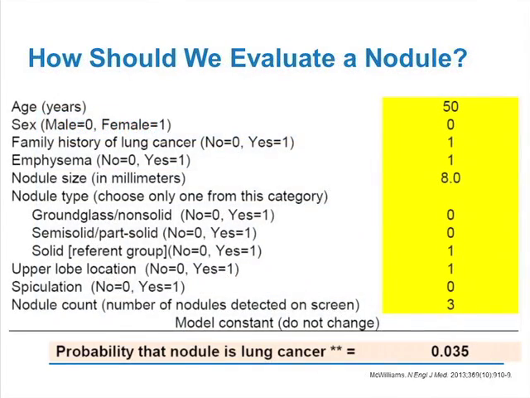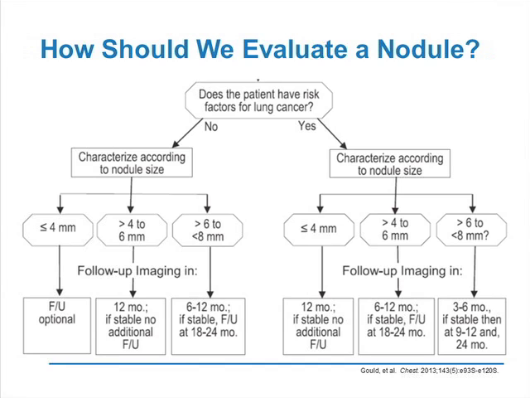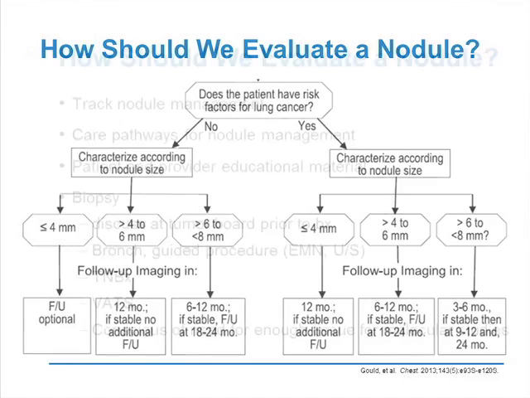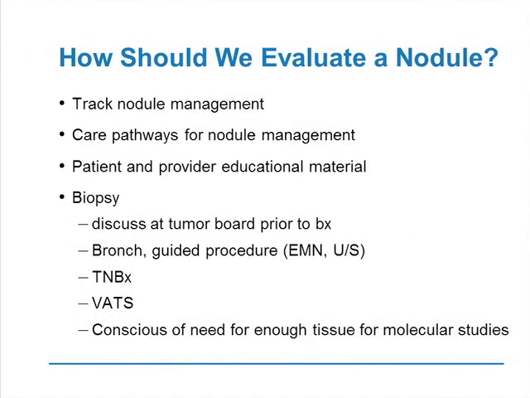There is now a screen-detected lung nodule risk calculator that's available for use that you might find useful as well. Because of the very low risk in the solid sub-centimeter nodules, we follow the ACCP and Fleischner Society guidelines where surveillance imaging is suggested with the interval between images based on the size of the nodule.